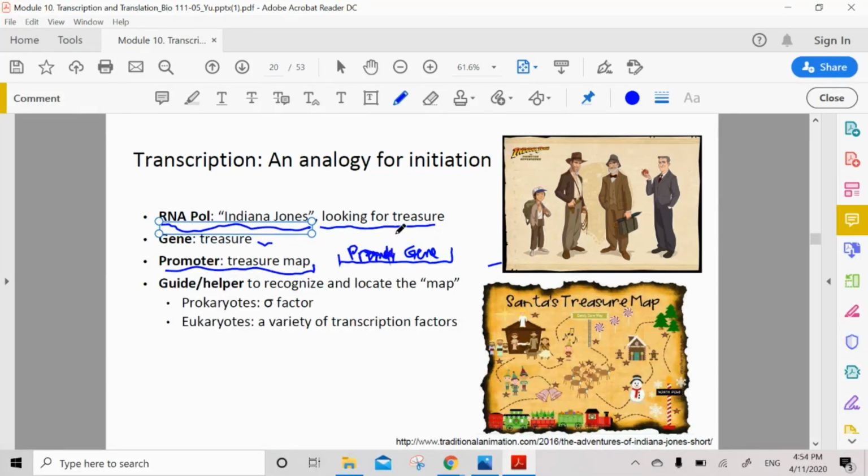Promoter. Right, so this is downstream, and this is upstream. So the promoter region is right upstream from the actual gene.